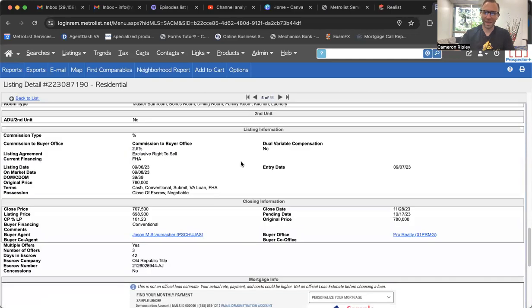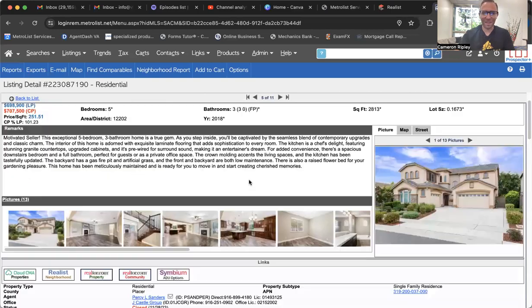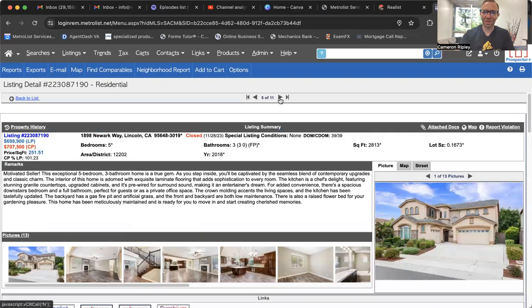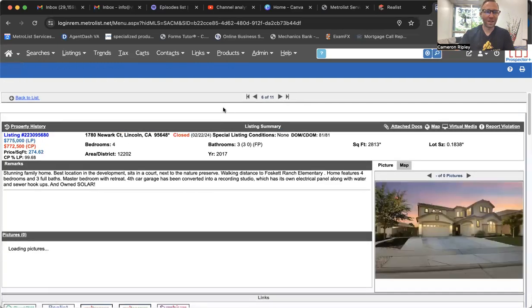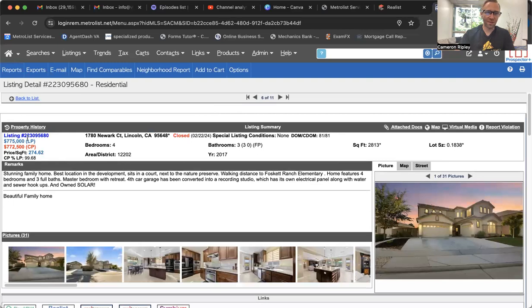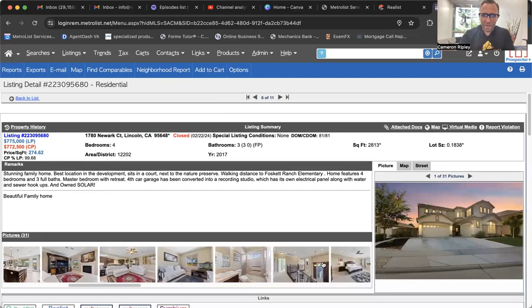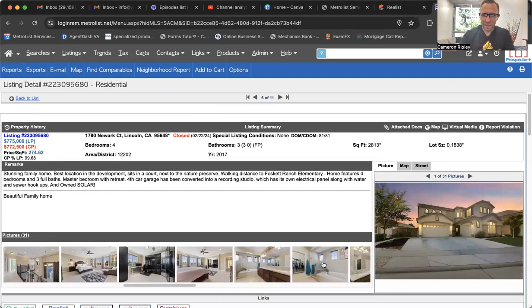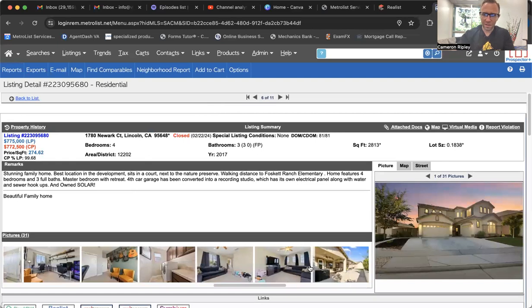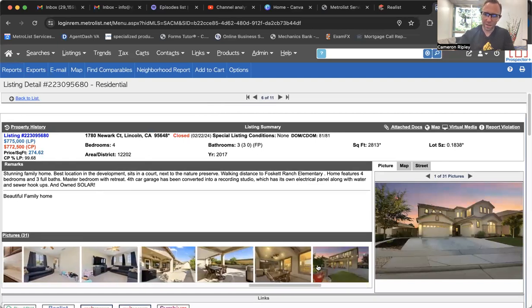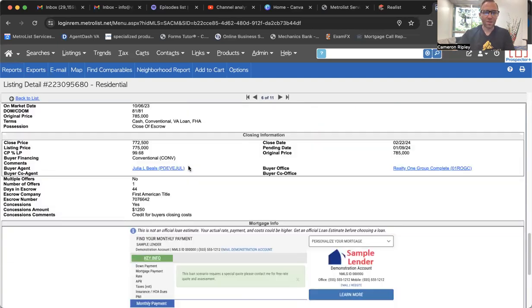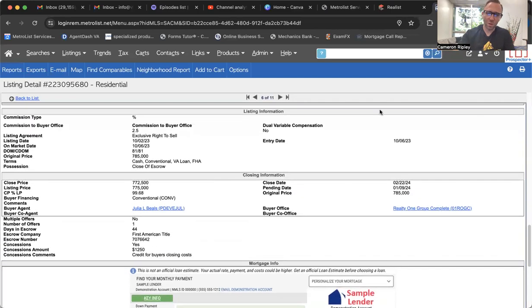So they did, what the heck. Original list price was 780. They did almost a 100 grand price drop. That's interesting. Okay, this one listed for 775, sold for 772, but this is probably really updated, right? Small backyard, but still. Scroll down, one offer, they gave a credit of 1250, so who knows why.